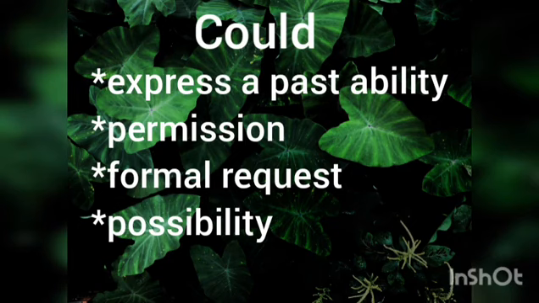And formal request. When you are making a formal request to the principal or to the teacher, if you want to ask something, you can use the word could: could you please come on to the dais? You can ask like this in a formal way. Possibility: the flying object could not be a bird. There is a possibility, you know. So there you can say could.